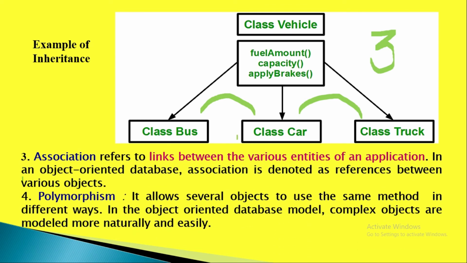So another property is association. That is अगर अलग अलग एंटिटीज़ हैं, अलग अलग क्लासेस हैं हमारे ऑब्जेक्ट ओरिएंटेड डेटाबेसेस में, तो उनको आपस में कैसे एसोसिएट किया जाएगा. नाउ द फोर्थ वन इज पॉलीमॉर्फिज्म.